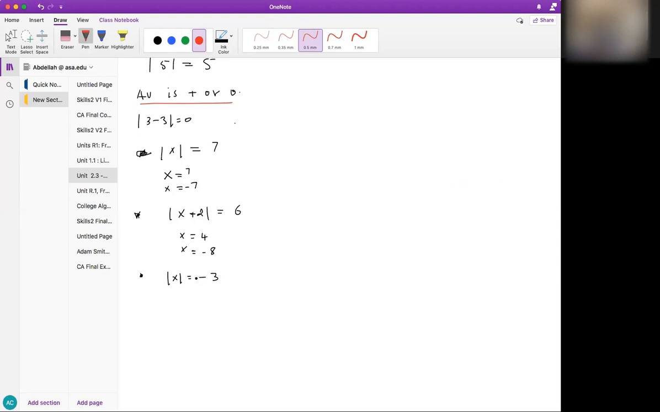Exactly. This basically goes against the definition. Absolute value is positive or 0. So basically, this is a contradiction here. It's like saying 5 equals 9. Doesn't make sense. Same thing here. So we say no solution here. There's no number you can plug in to get a negative value because the absolute value is always positive.